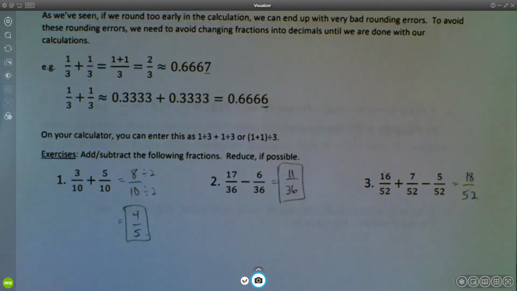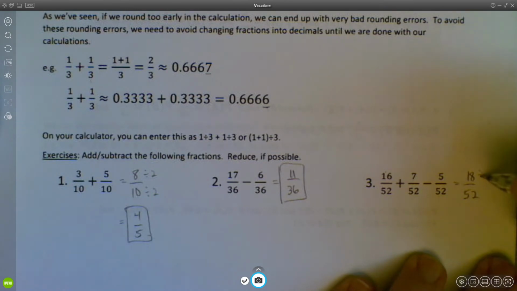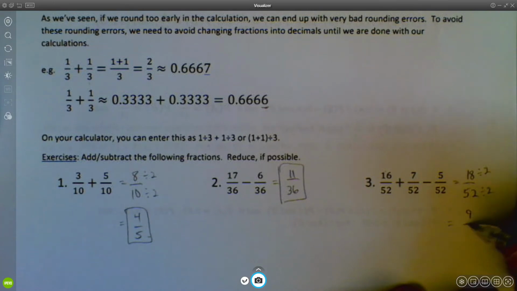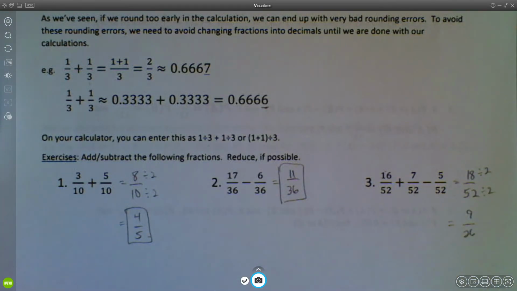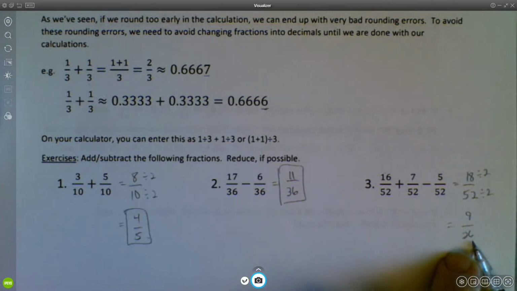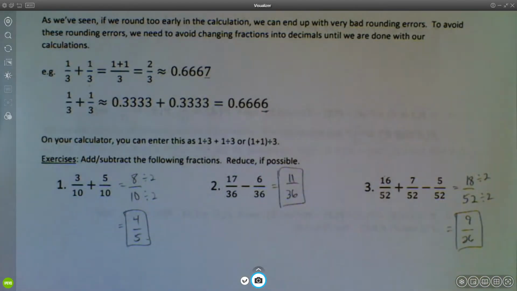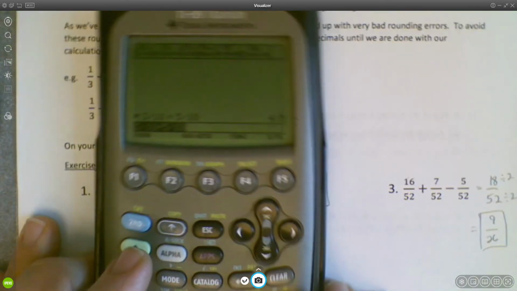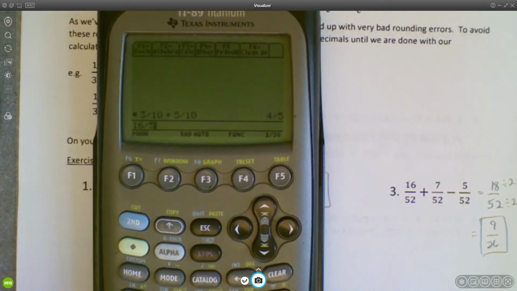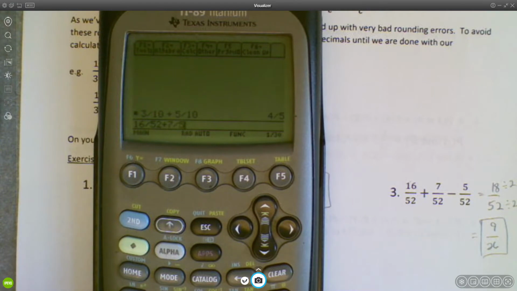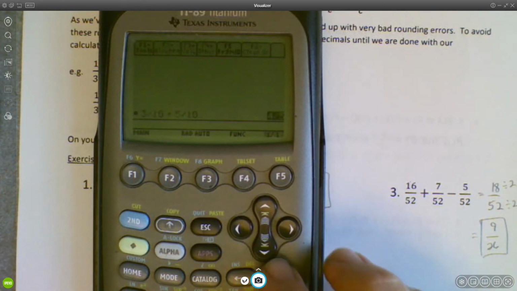You can reduce that though. We can reduce by at least 2. That would give us 9 out of 26. 26 is 13 times 2. So I don't think that's going to reduce. I think that's as far as that one's going to go. But again, you can throw this into your calculator, right? 16 over 52 plus 7 over 52 minus 5 over 52 is 9/26. Just like you should get. Okay.